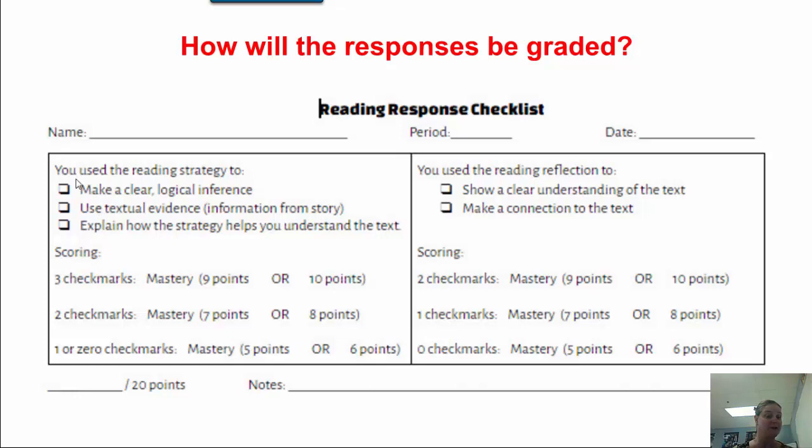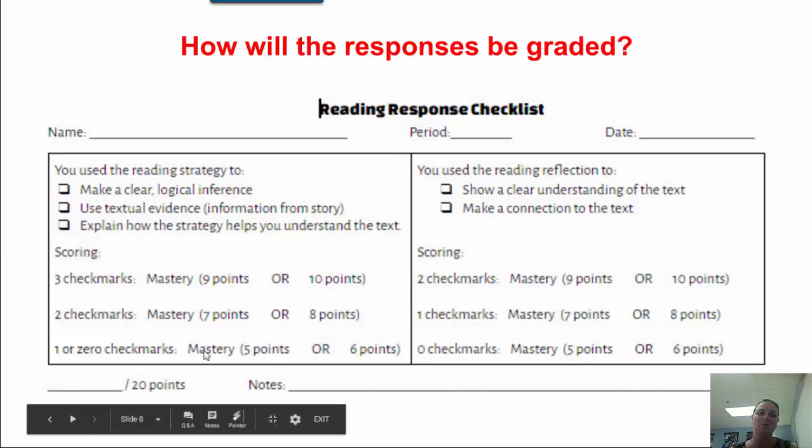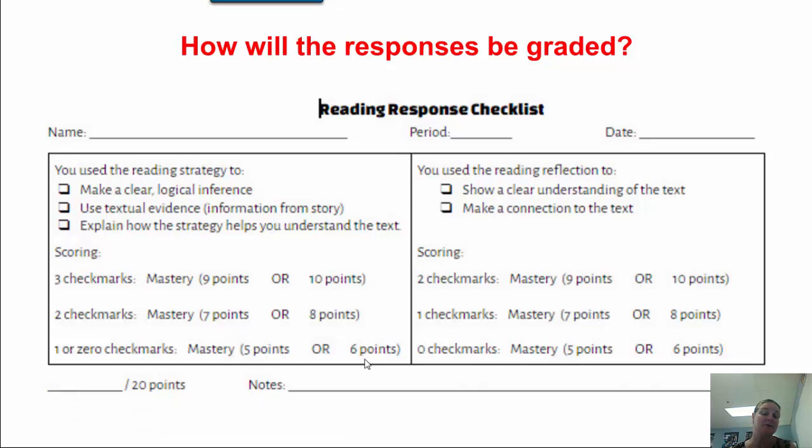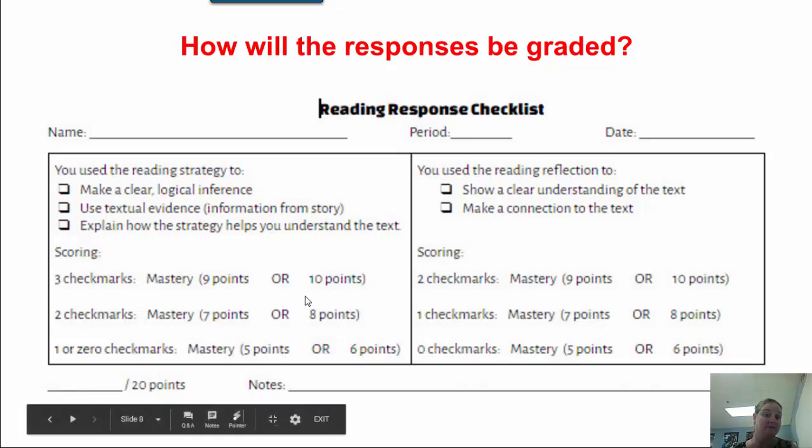So we're going to score it by check marks. If you get 3 check marks, if you get 1 for all 3, you're going to get 9 or 10 points depending on how good that inference is. If it's a very shallow inference, but you got all 3, I'll give you 9 points. If it's a really good inference, I'm going to give you 10 points. If you get 2 check marks, that's mastery. I'll give you 7 or 8 points depending on how complete and how rich those inferences are. But if you only get 0 or 1 check mark, you'll only get 5 or 6 points, okay? That's on the making an inference part.